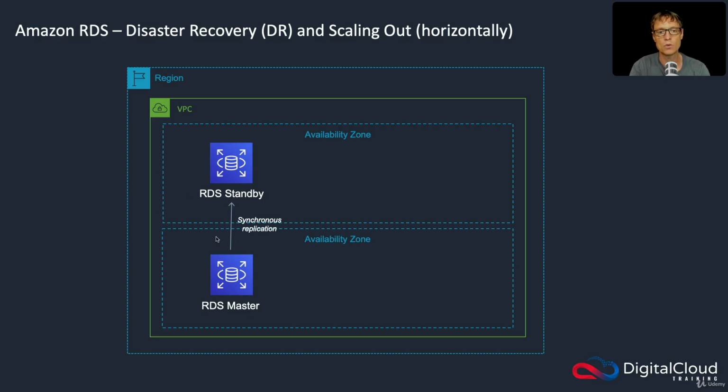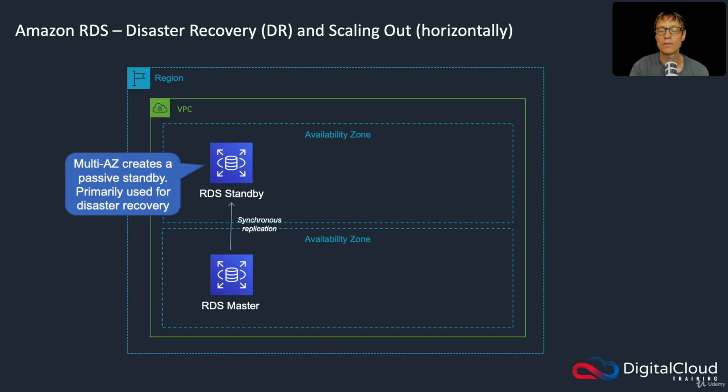So anyway, back to multi-AZ. You've got your master, you have your standby, and you're replicating to that standby. So the standby is not actually used, it's just there and available. So if your master failed for some reason, you would then be able to use your standby. It would then become the new master. So it's a passive standby, and it's primarily used for disaster recovery.